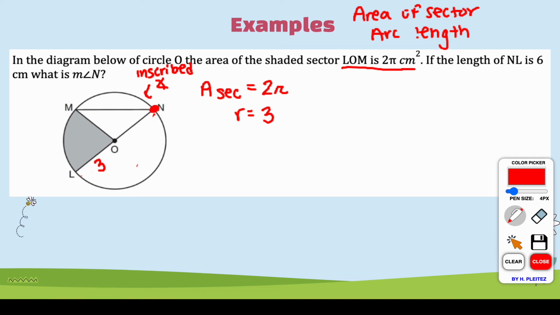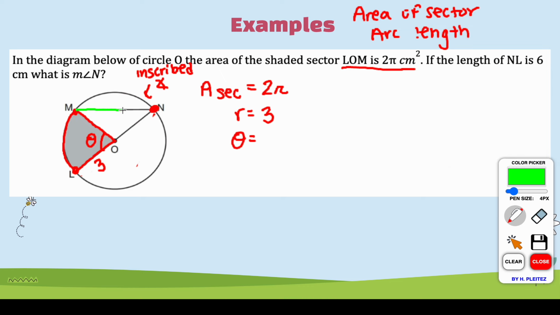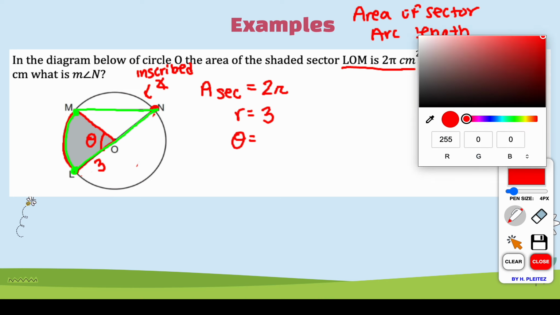When we're given the area of a sector and the radius, we're going to be able to find the measure of this central angle right here. If you take a look at the arc of the central angle, it's intercepting arc ML, but so is angle N. If you look at inscribed angle N, it's also intercepting arc ML, so we're going to be able to use that theorem, where our inscribed angle is half of our central angle. But we need to know what our central angle is first.